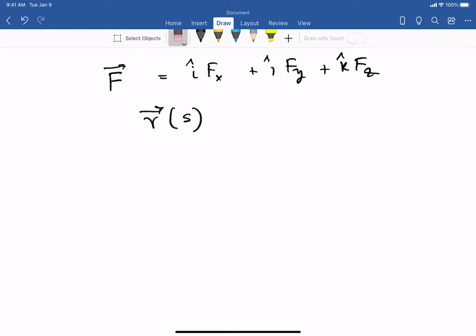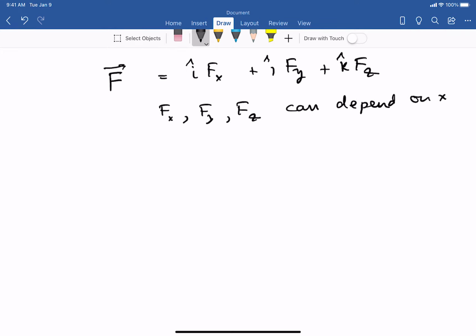Alright, so our force is I hat F sub x plus J hat F sub y plus k hat F sub z, and in general these, F sub x, F sub y and F sub z, are the components of the force, and they can depend on x, y, and z. So they all depend on the position.